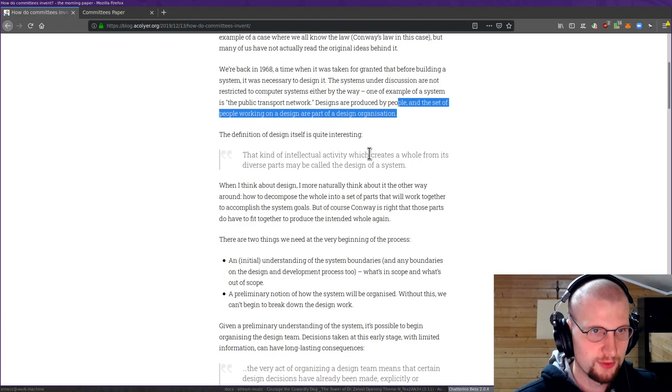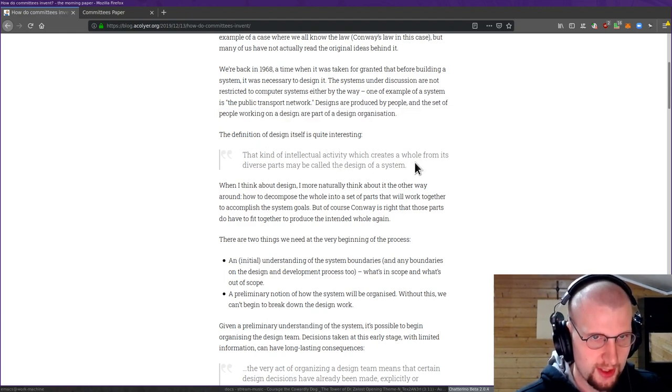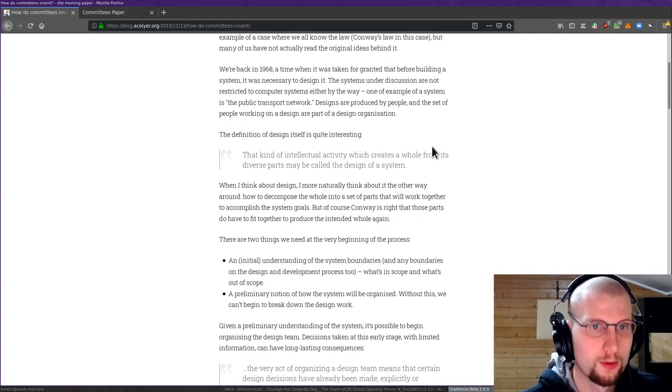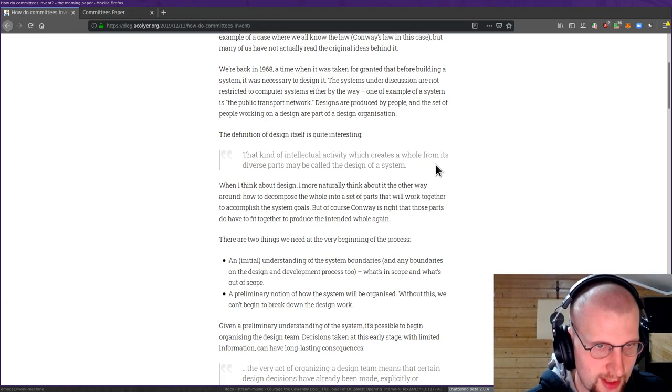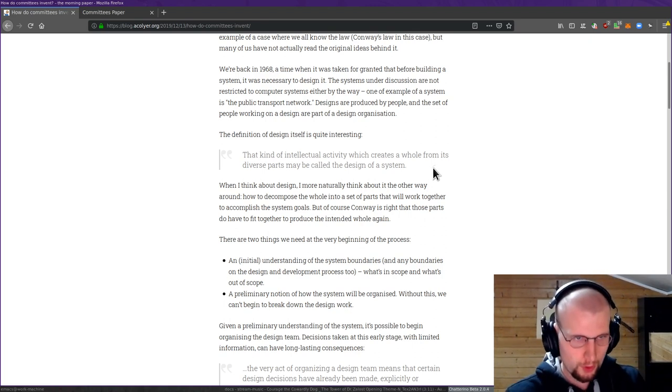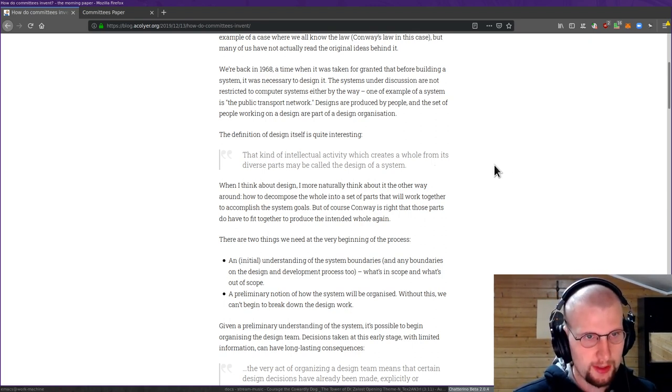Then the definition of design itself is quite interesting. That kind of intellectual activity which creates a whole form from its diverse parts may be called the design of a system. Wait, what? A whole, right, an entire thing, okay. That kind of intellectual activity which creates a whole from its diverse parts may be called the design of a system. Okay, cool.